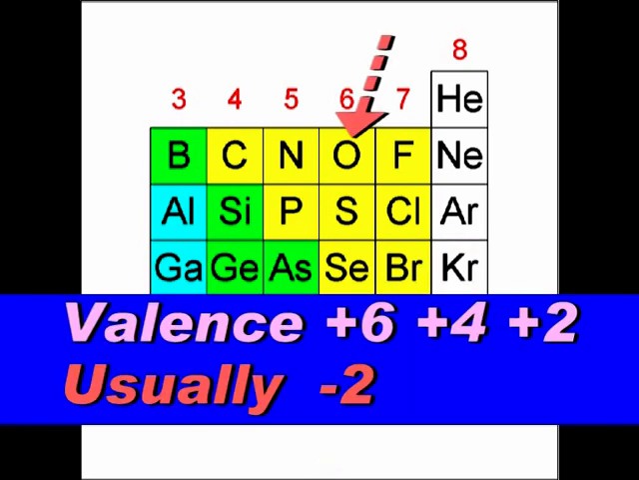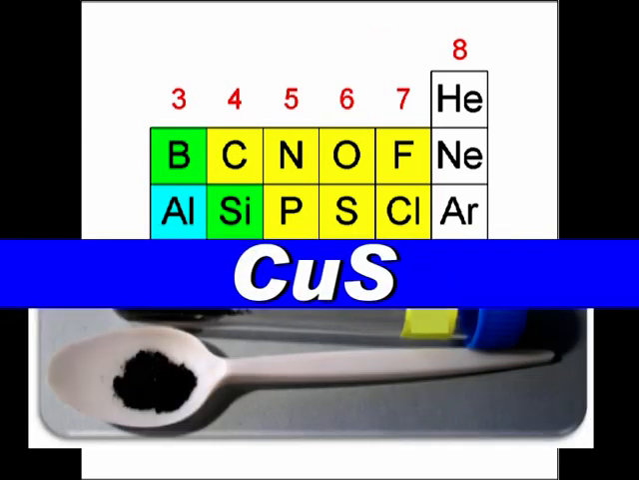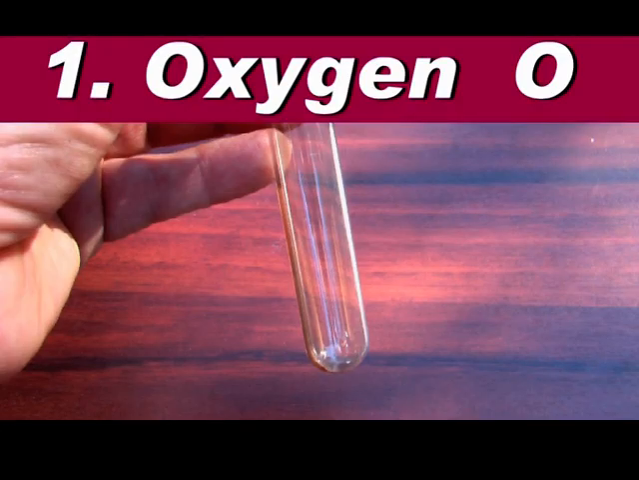The elements of group 6 have a maximum valence or oxidation state of plus 6, but their most common valence is minus 2. When combined with metals, they are written second in the formula. So write down the first heading for the reactive nonmetal oxygen.